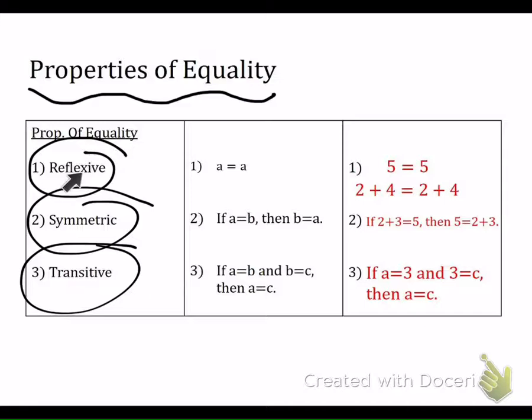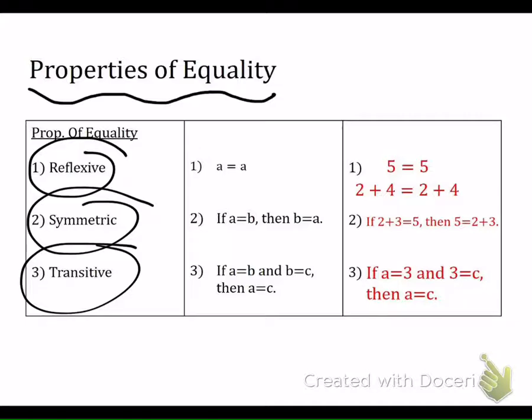So the reflexive property, it's sort of like looking in a mirror. It's the same thing on both sides of the equal sign, okay? So 5 equals 5, 2 plus 4 equals 2 plus 4. The order doesn't change, nothing changes. It's the exact same thing on both sides of the equal sign. That is the reflexive property. And that has an X. A lot of people want to spell that one wrong, but it's reflexive with an X.